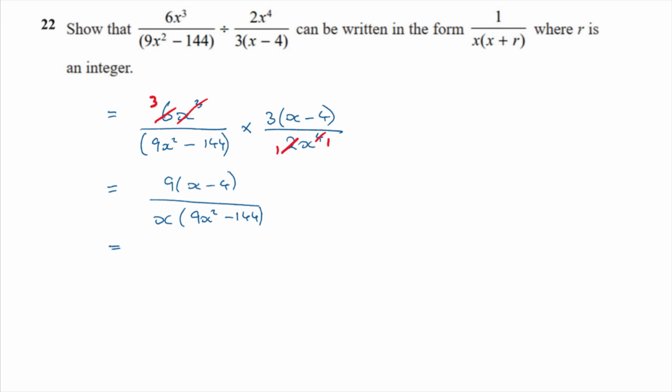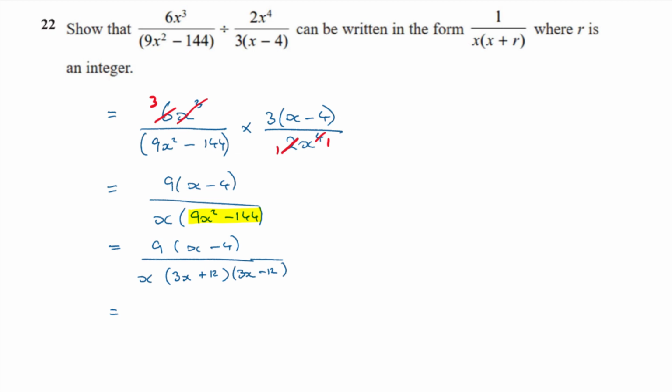Right, now, just this bit here caught my eye. This looks like the difference of two squares to me, isn't it? 9x squared is a square, 144 is a square. So that means I can rewrite that bit on the bottom as two brackets. Okay, like this. Square root of 9x squared is 3x. So I'm going to have 3x and 3x. Square root of 144 is 12. So I'm going to have plus 12 and minus 12.